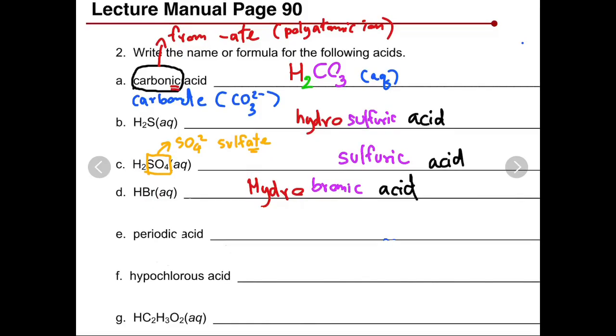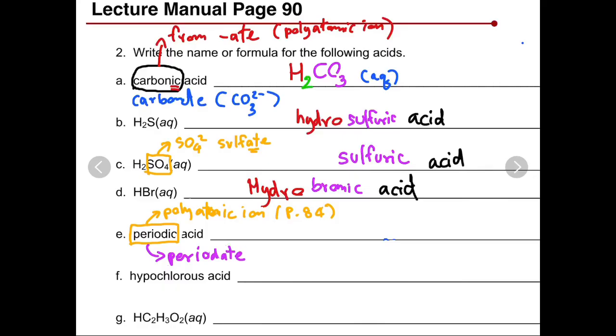All right, the next one is 2E, periodic acid. Again, this name right here doesn't start with the word hydro. Therefore, we know that this one has to be a polyatomic ion. This one has to come from a polyatomic ion, which are the ions that contain oxygen, right? You can look at these on page 84 to see the list of them. The polyatomic ion that is close enough to periodic would be periodate, right? So this one is going to come from the word periodate.